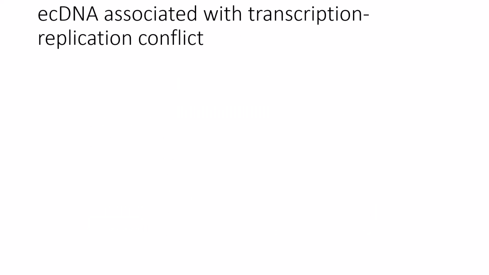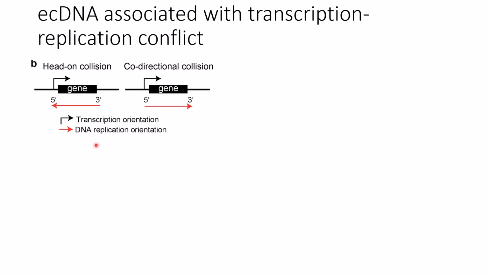Another interesting thing we found is related to transcription and DNA replication conflict. Since DNA replication and transcription both use the same DNA as a template, it is possible for the DNA polymerase complex and RNA polymerase complex to run into each other and cause a crash. And based on the relative orientation, we could divide them into a head-on collision and a co-directional collision. Even if the 2 polymerases go in the same direction, it is still possible for them to crash because the 2 polymerases travel at different speeds.